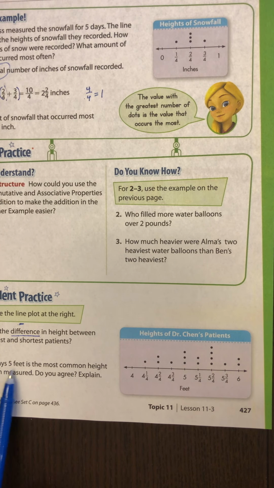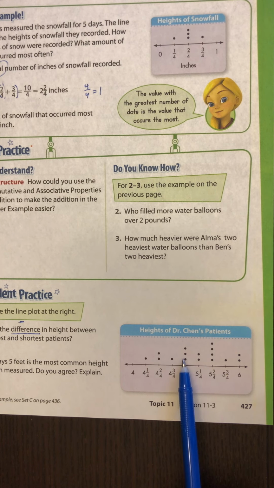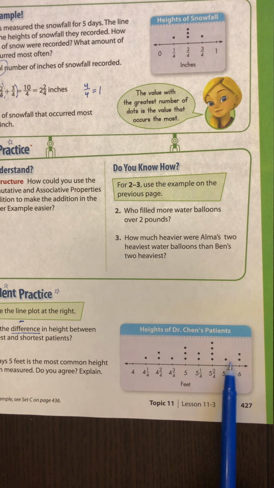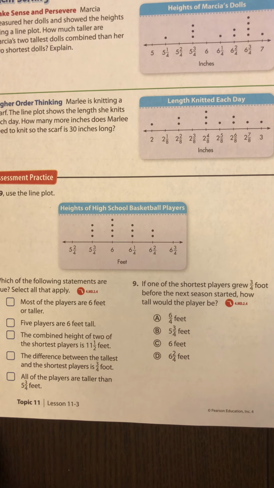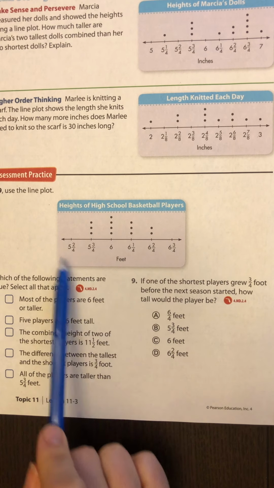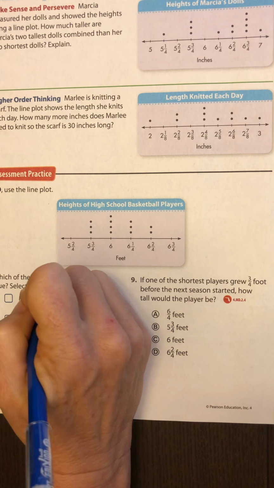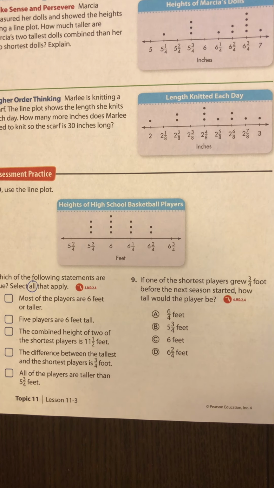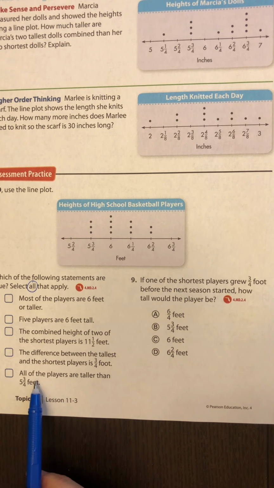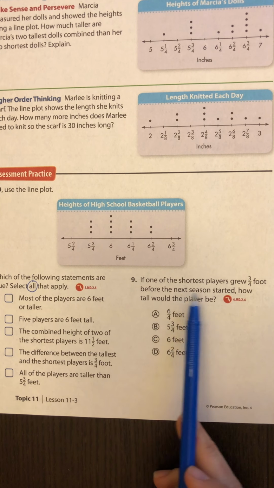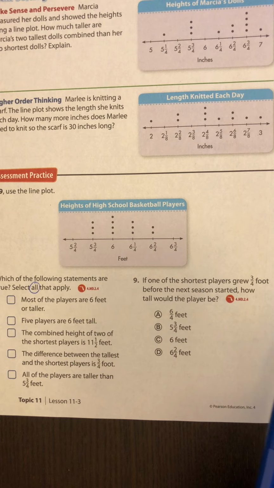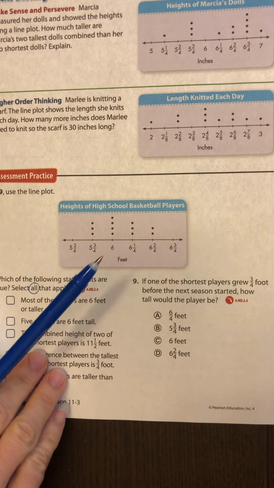And then number 5, Oscar says 5 feet is the most common height Dr. Chen measured. 5 feet would be right here. Do you agree or disagree? And then explain. Then on page 428, you're going to do numbers 8 and 9 using this line plot of heights of high school basketball players in feet. Keep in mind, it says select all that apply. With all of the statements here that are true, you will select. And then for the other question, you'll just select one answer over here. So that is your assignment for today.